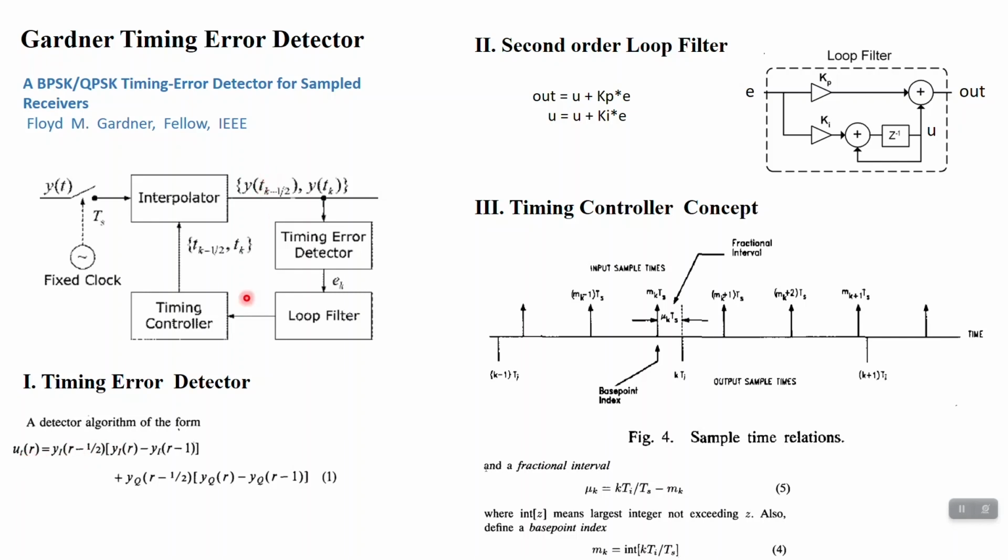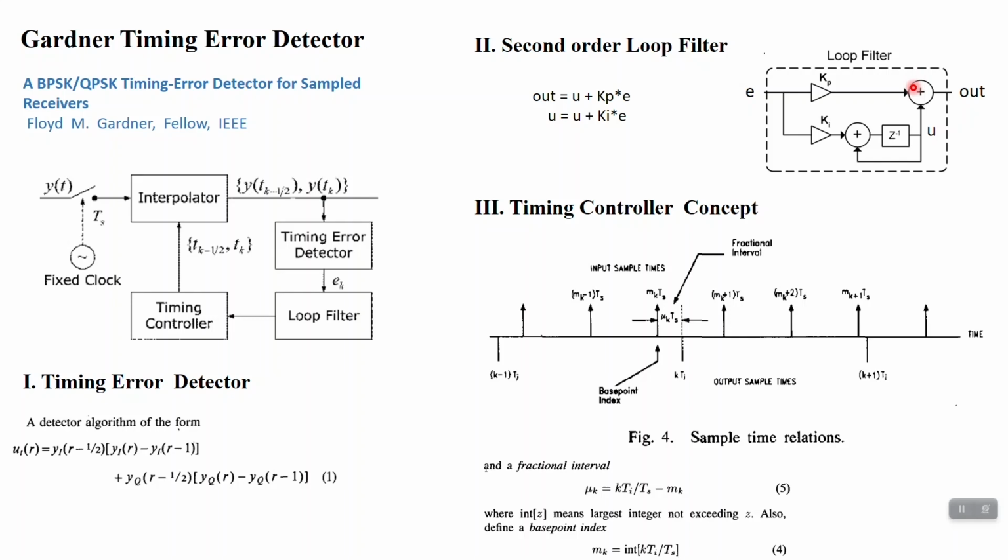This is the middle sample. Subtract the sample of the previous symbol from the sample of the current symbol, this part, and multiply it by the middle sample. Simply calculate this part. It's the real part, and this part belongs to the imaginary part of the sample, and sum them together and reach the final timing error. So after calculating this value, pass it to the loop filter. You can use a second order loop filter, something like this.